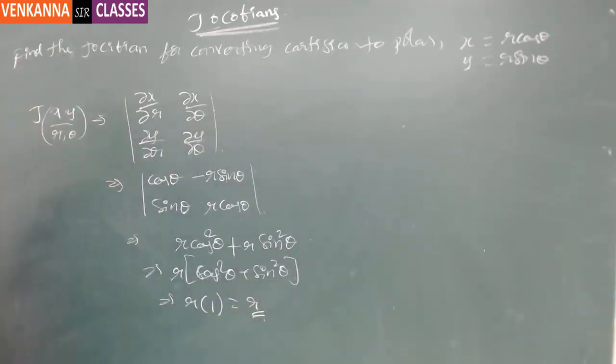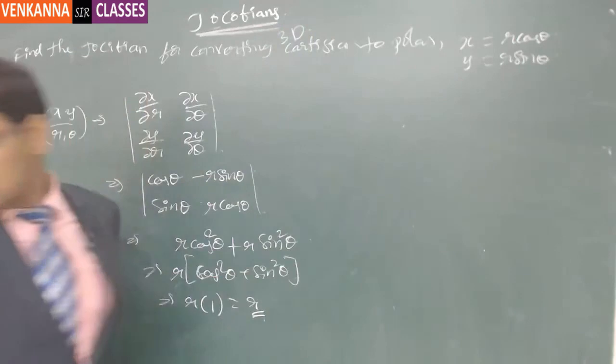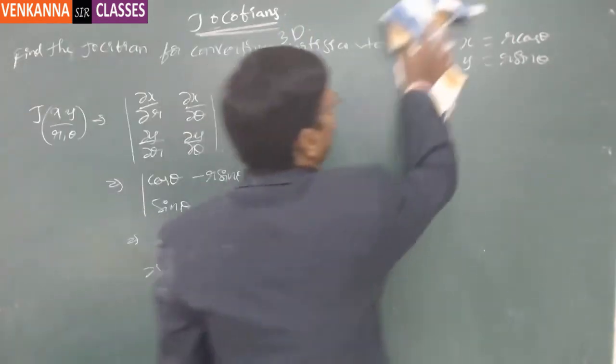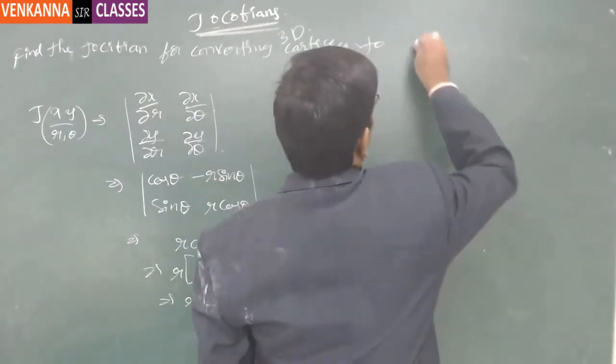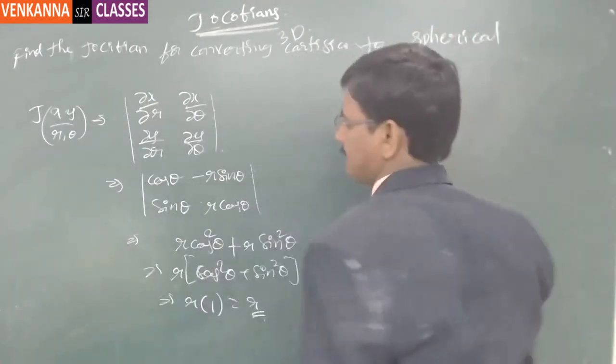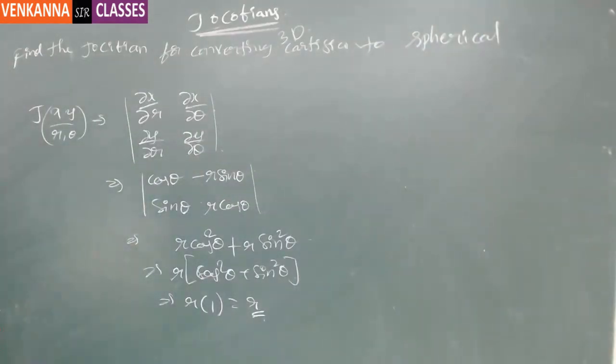Now you do it on your own: find the Jacobian for converting 3D Cartesian to spherical. Note this down: convert 3D Cartesian to spherical. Can you find this out?